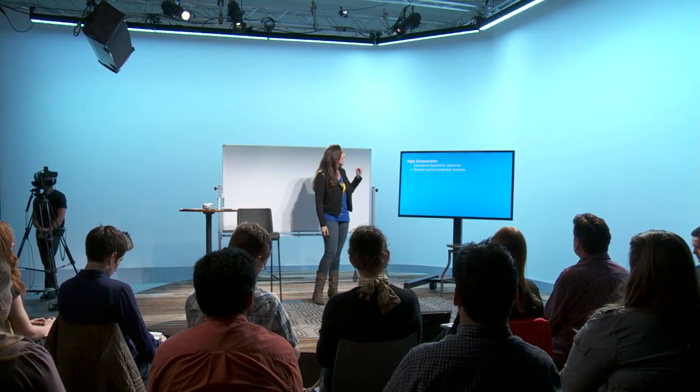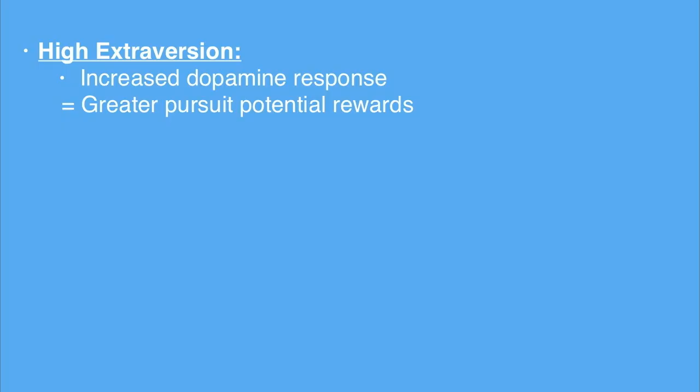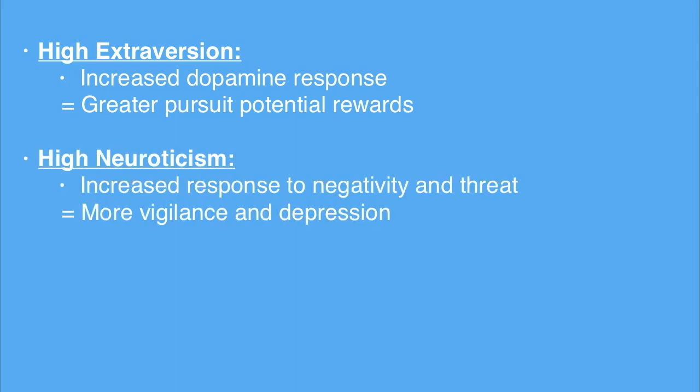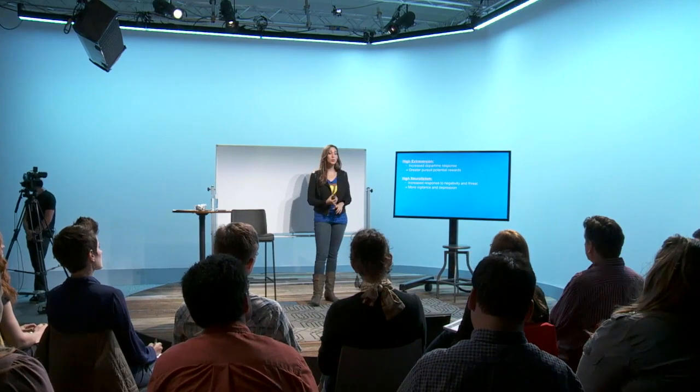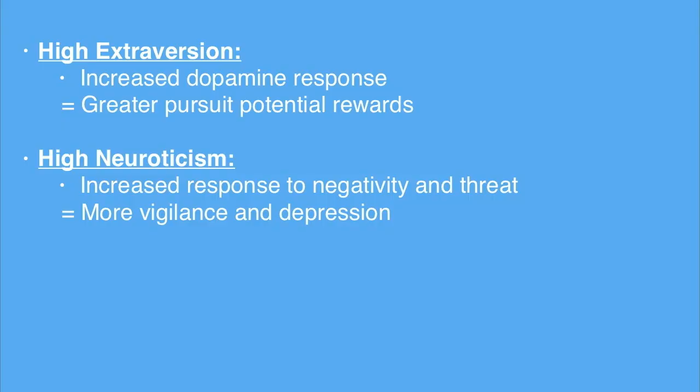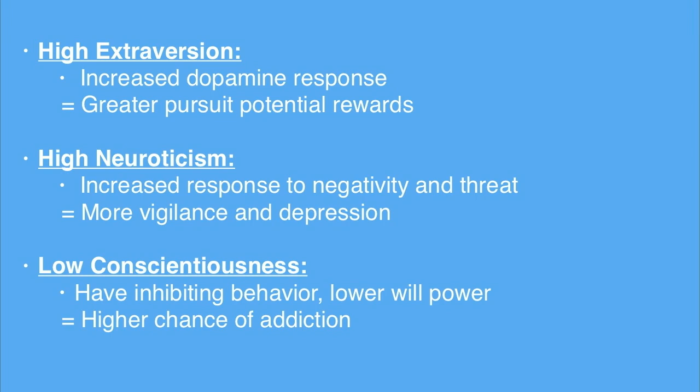Couple more is high extroversion. They tend to have increased dopamine response, so they pursue rewards greater. This is an overview of what we learned yesterday. For high neuroticism, they have an increased response to negativity and threat. So they are more vigilant and they tend to have depressive feelings more often. Low conscientiousness. They have inhibiting behavior and lower willpower. So they have a higher chance of addiction.